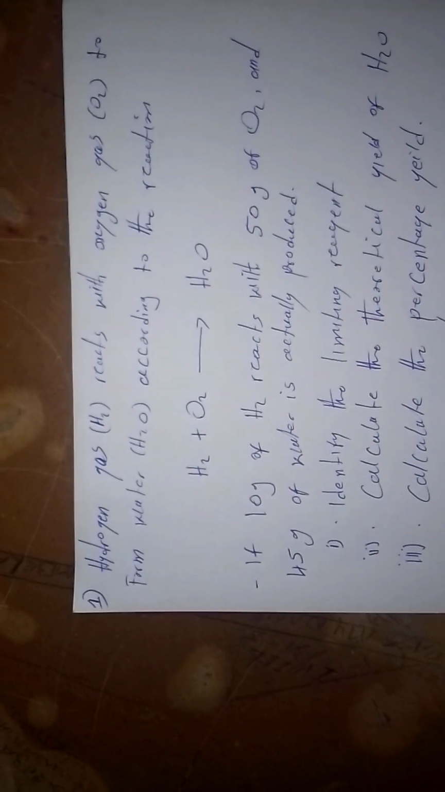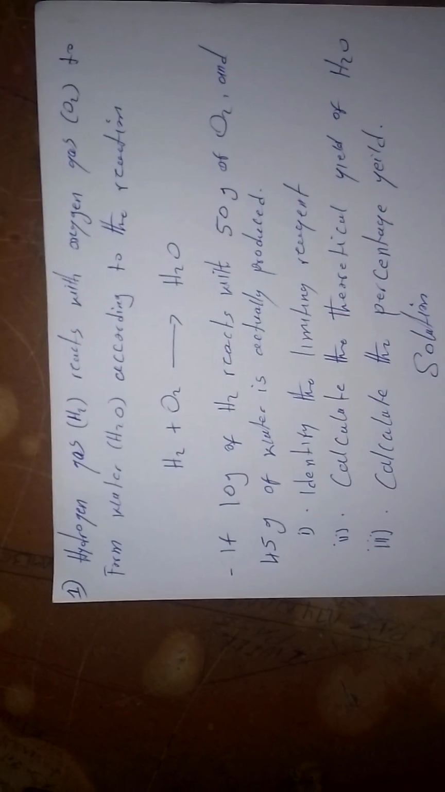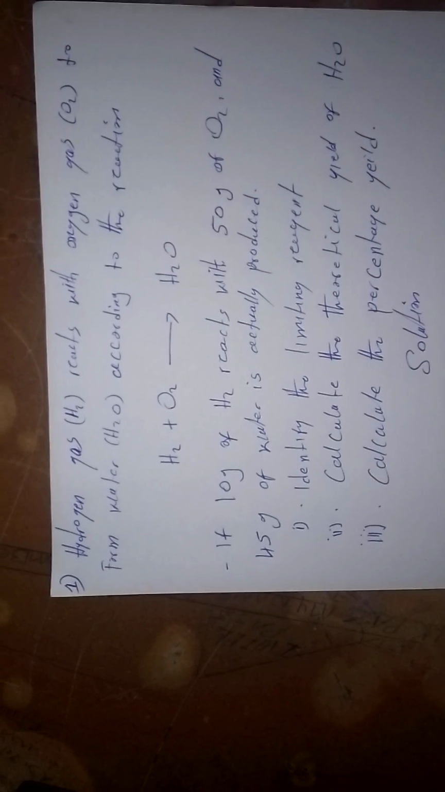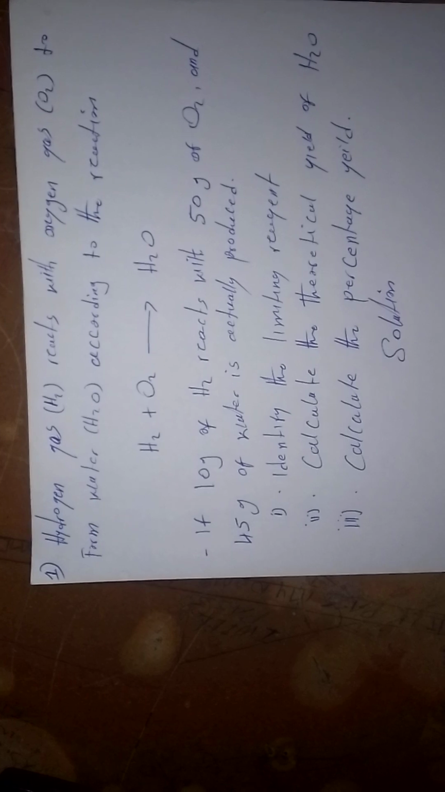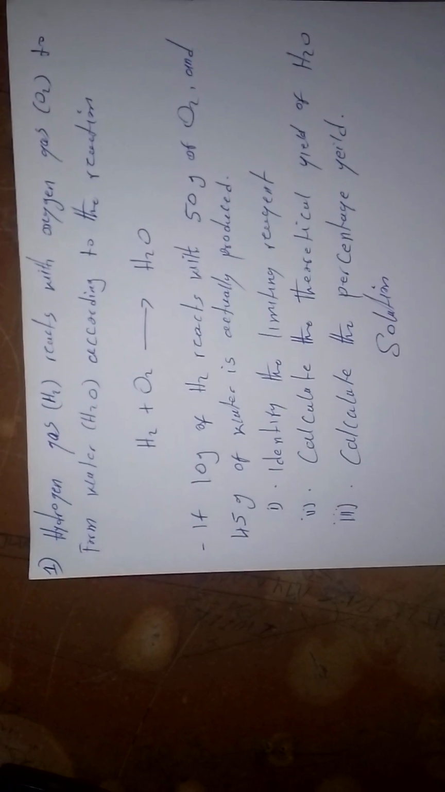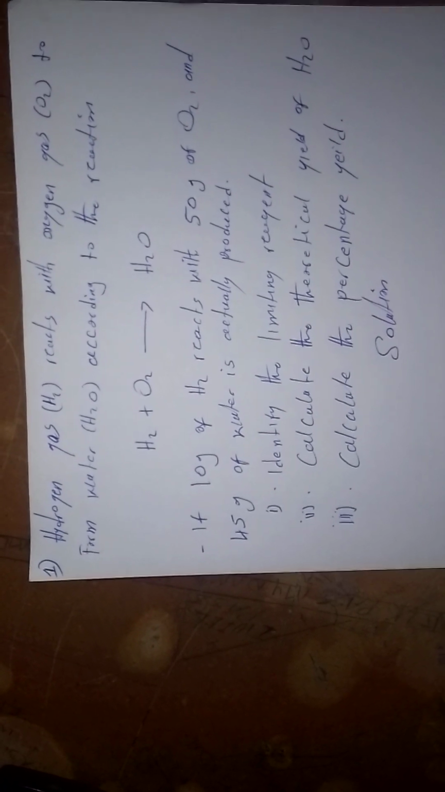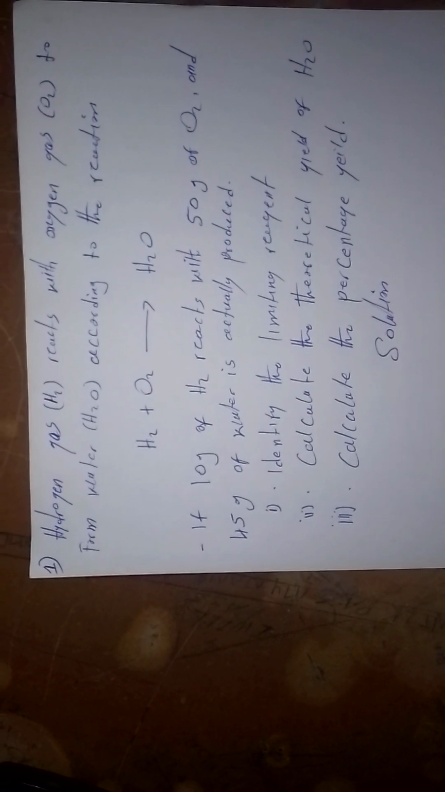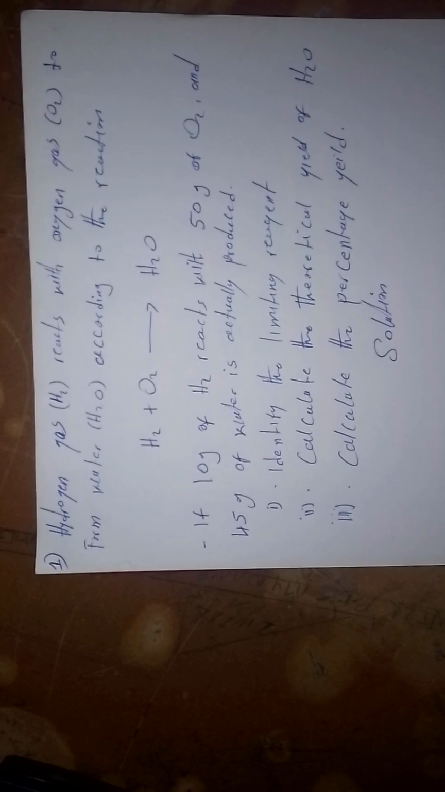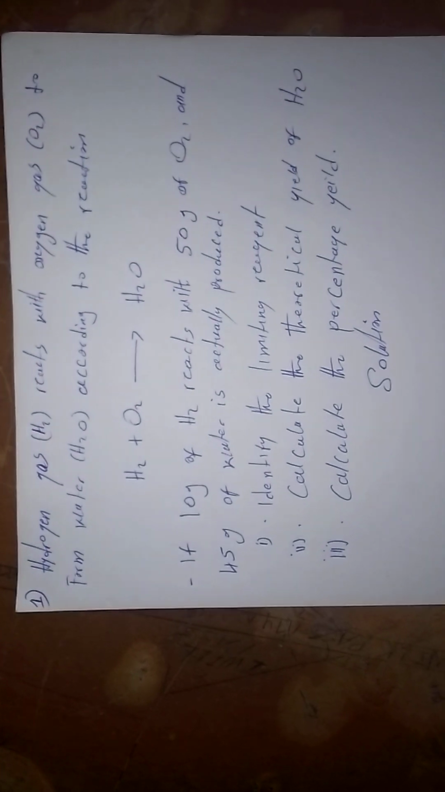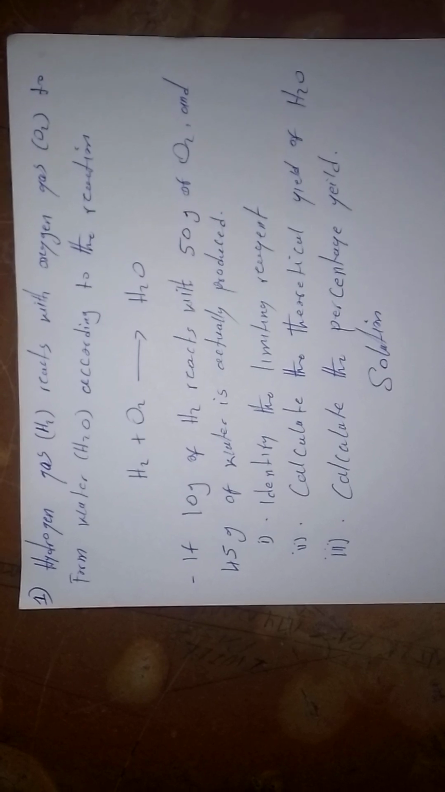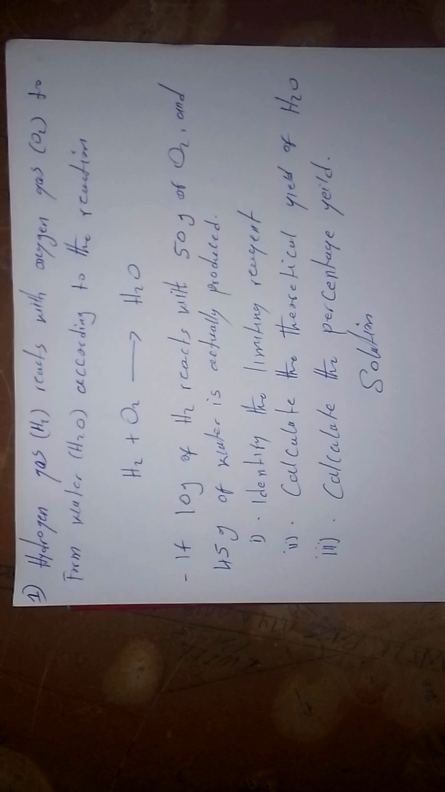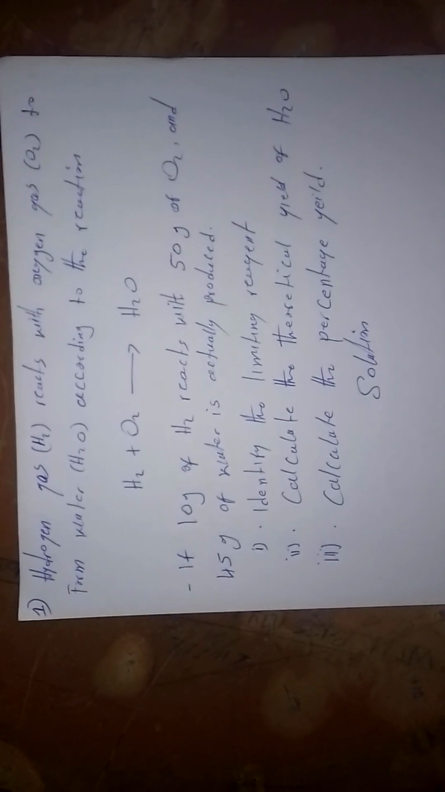Hydrogen gas reacts with oxygen gas to form water according to the reaction. If 10 grams of hydrogen reacts with 50 grams of oxygen and 45 grams of water is actually produced. The first question, identify the limiting reagent. The second question, calculate the theoretical yield of H2O. And the last question, calculate the percentage yield. So now let us go to solutions.